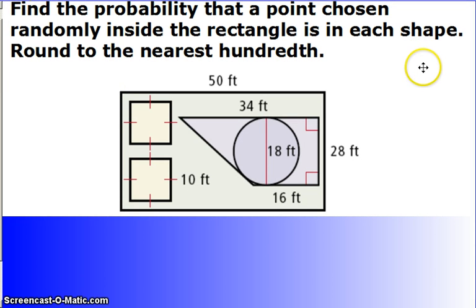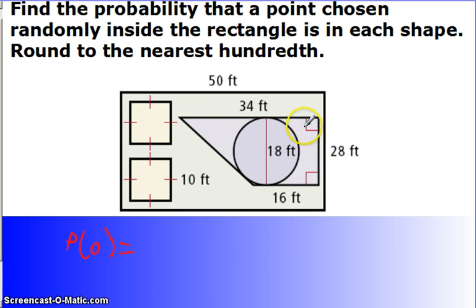Alright, one last type of example here. We got find the probability that the point chosen at random on the inside of a rectangle is in each shape, round to the nearest hundredth. So let's do a couple of these. I don't know if we're going to do every single shape here. Let's see if it will land inside the circle. So we're going to go with the probability of it landing inside the circle.